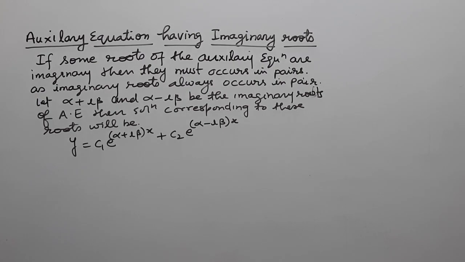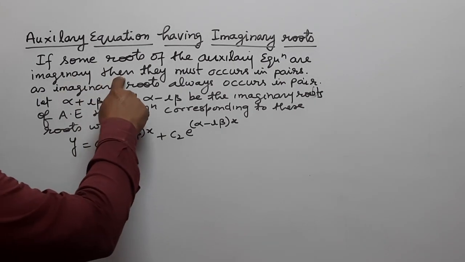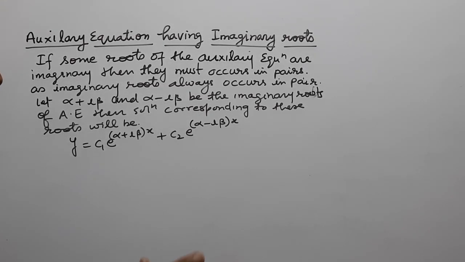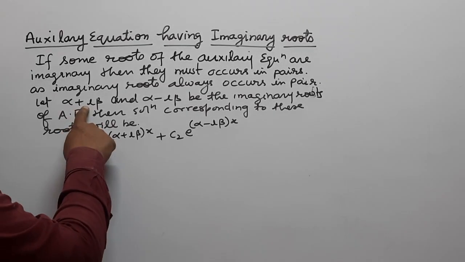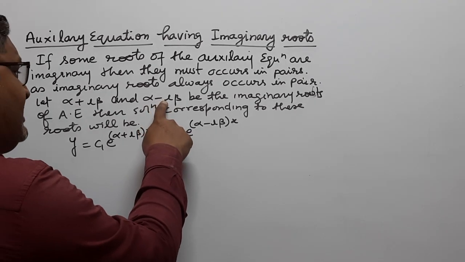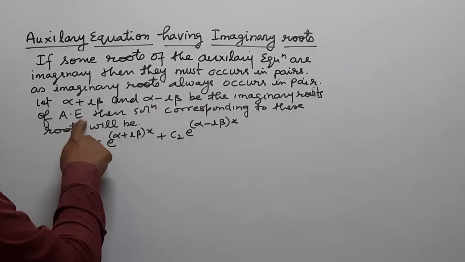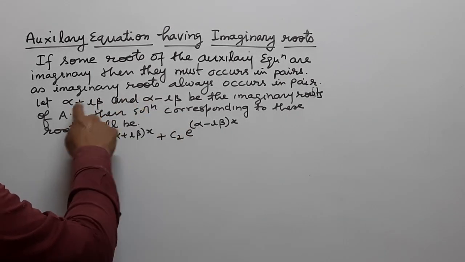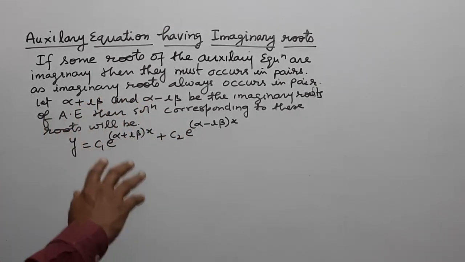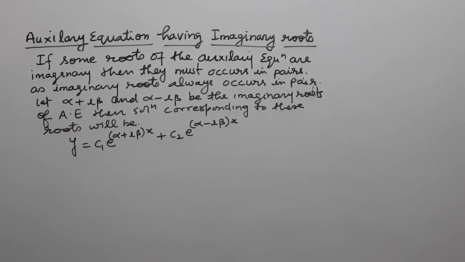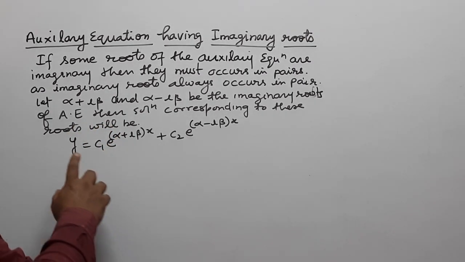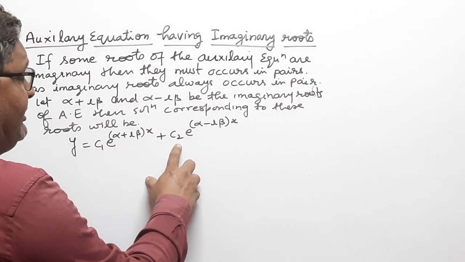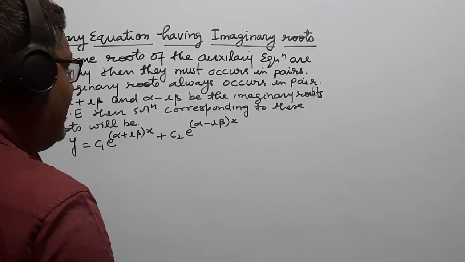If some roots of the auxiliary equation are imaginary, then they must occur in pairs, because we know that imaginary roots always occur in pairs. Let us suppose that alpha plus i beta and alpha minus i beta are the imaginary roots of the auxiliary equation. Then the general solution of the nth order linear differential equation with constant coefficients can be written as y equal to c1 times e to the power alpha plus i beta x plus c2 times e to the power alpha minus i beta x.